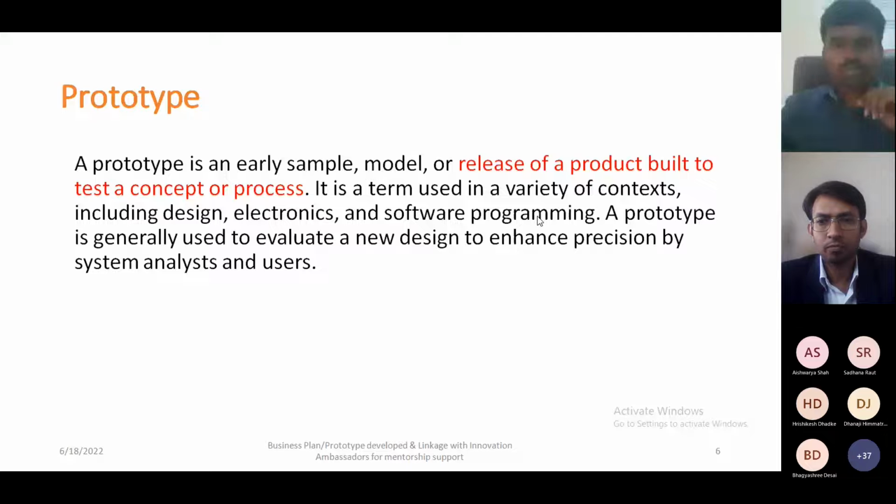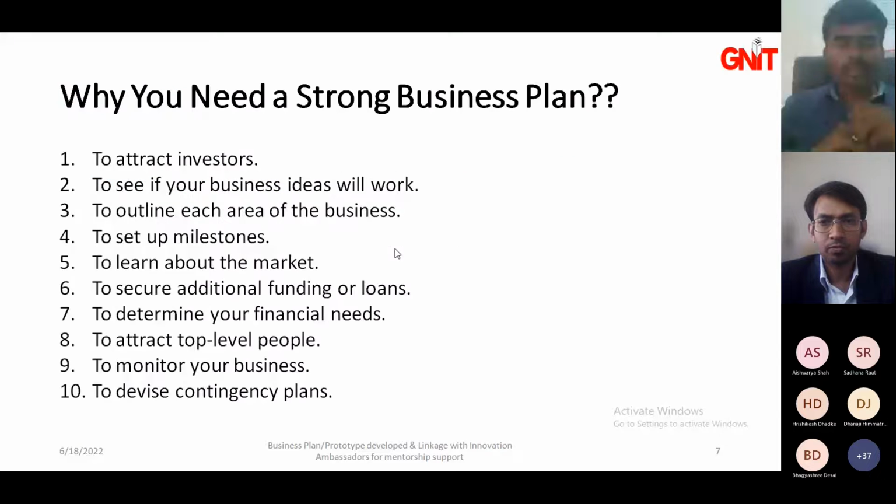A prototype is generally used to evaluate a new design, to enhance precision, by system analysts and users. Users are nothing but the public who are going to use your product, so that they are satisfied. So these are the things.